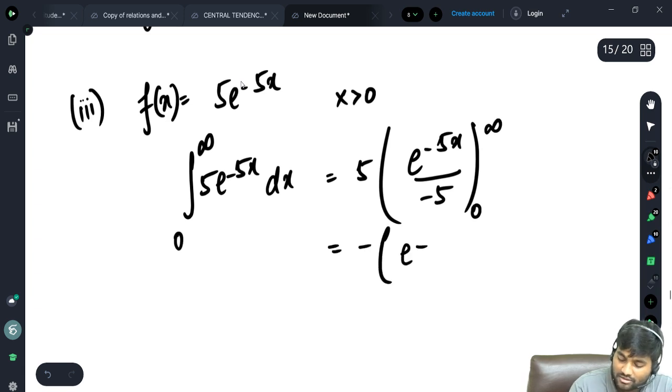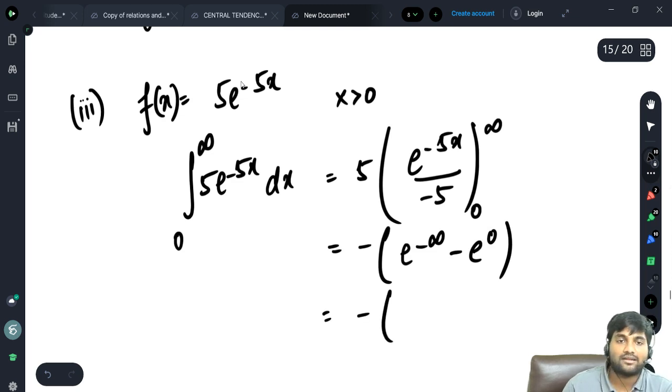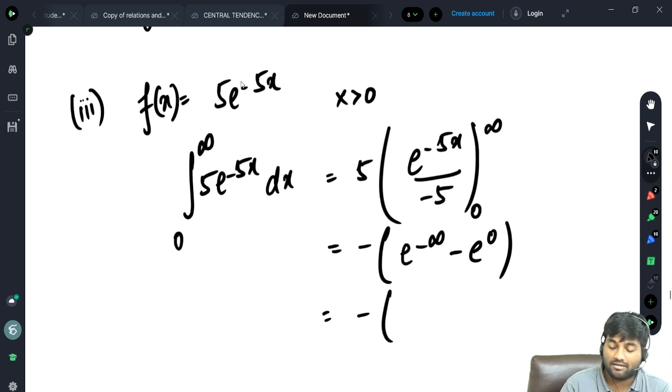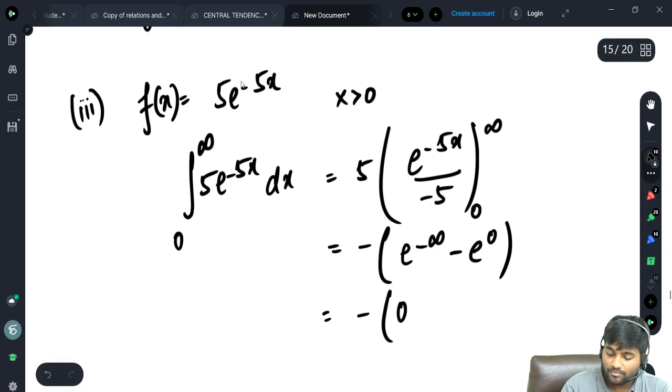So minus e to the power minus infinity minus e to the power 0. So minus e to the power minus infinity is 1 by e to the power infinity, which is 1 by infinity, tending to 0. So 0 minus 1. So we are getting the answer 1. So again, it is a valid PDF.